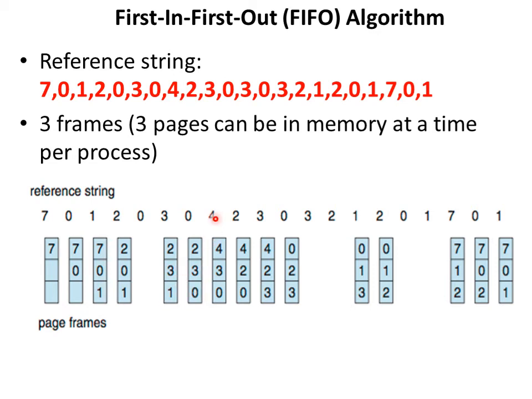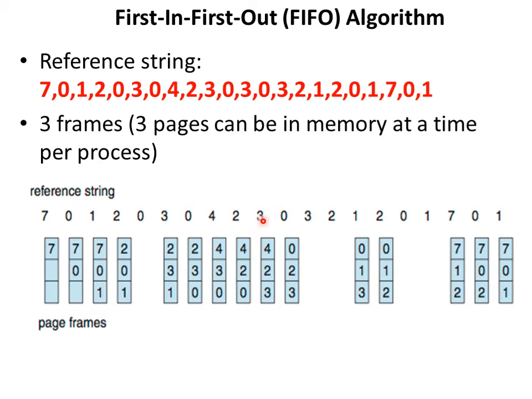Next incoming page is 4. 4 is not there in the memory. Oldest frame is 2. 2 is replaced by 4. Next incoming page is 2. 2 is not there in this memory. So the oldest frame is 3. So 3 is replaced by 2 here.